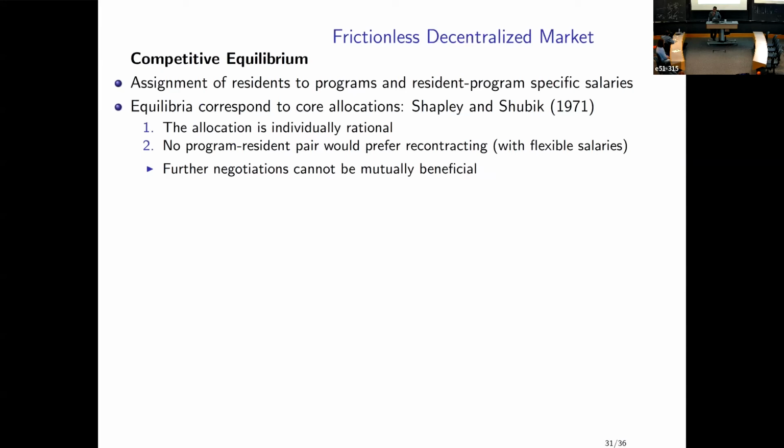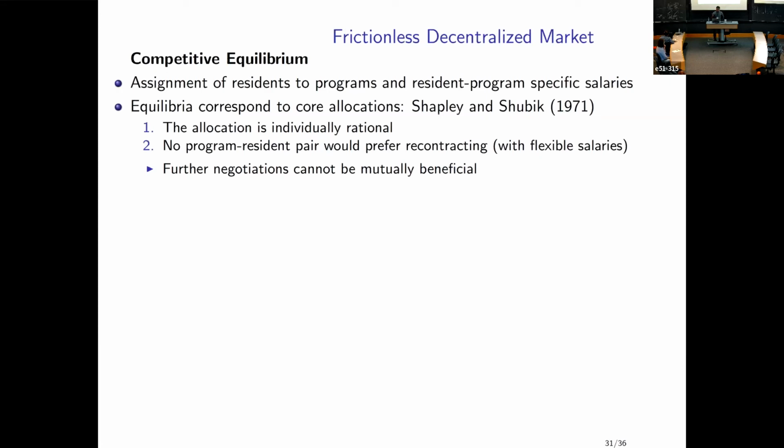So let's think about the counterfactual. It's a competitive equilibrium in which there's an assignment of residents to programs, with fixed salaries that clear the market. Now there's essentially going to be negotiation, so there's no case in which a resident wants to take any potential offer from any other program at the going wages that are program and resident specific. So now the equilibrium concept allows for flexible salaries in addition to matching. It's a core allocation that corresponds to the Shapley-Shubik assignment problem.